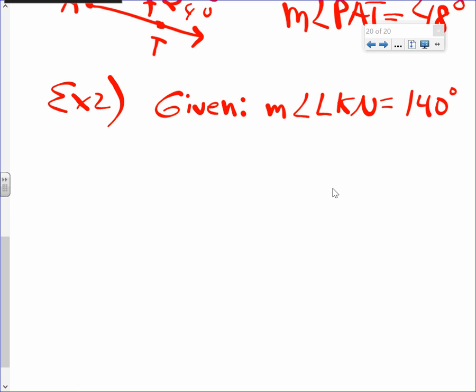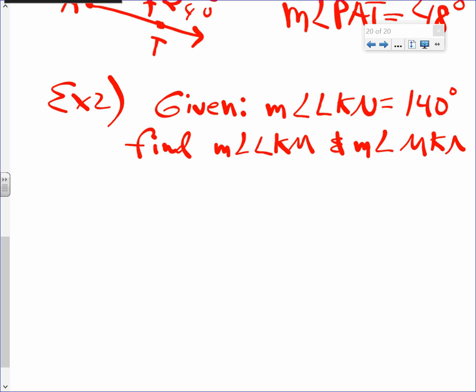LKN. How that looks, we don't know yet. We're going to draw the picture shortly. Find, watch this now, find the measure of angle LKM and the measure of angle MKN. Now go write that down, and let me give you the picture now of what this situation looks like.